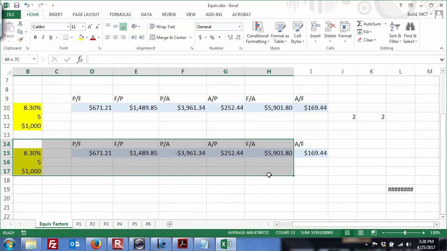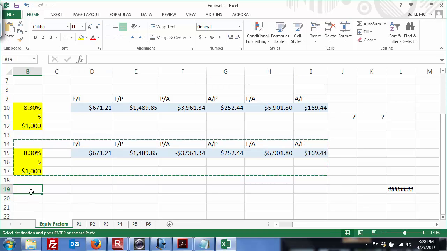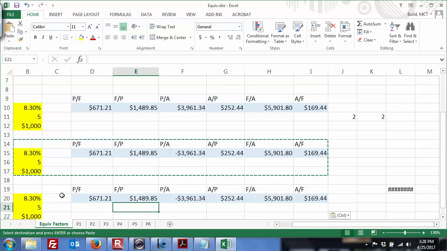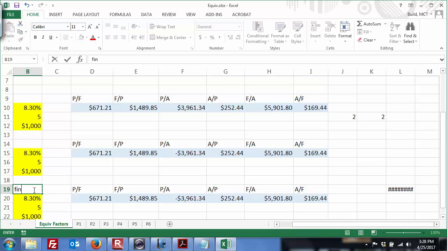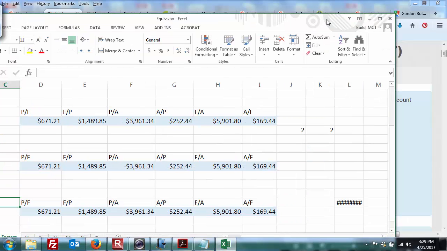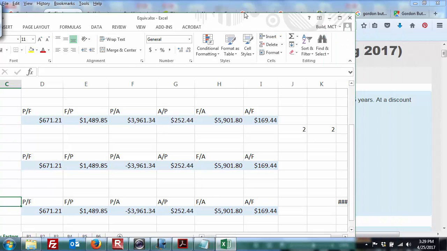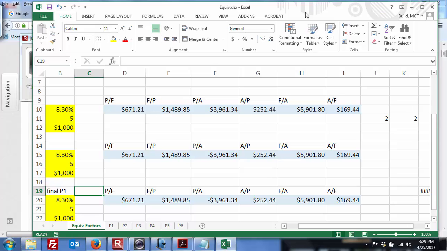So for this guy, I'm just going to take it again, copy it, paste it, and I'll call it final. Problem 1. Shrinky dink it. Is that better? Okay. So problem, final 1 problem.